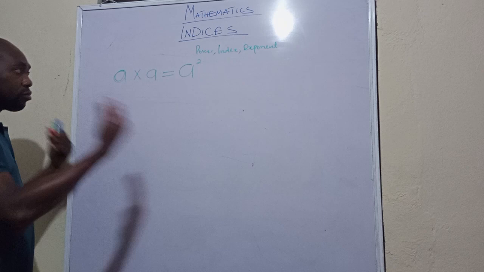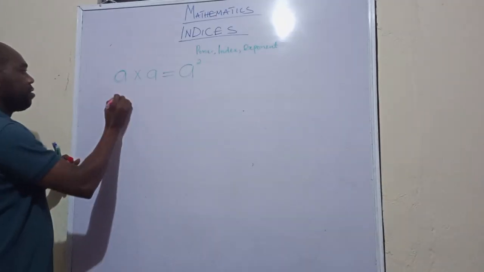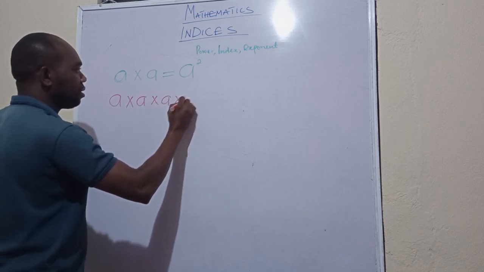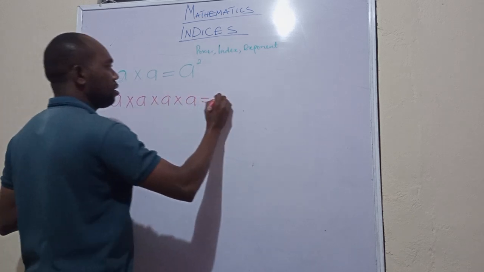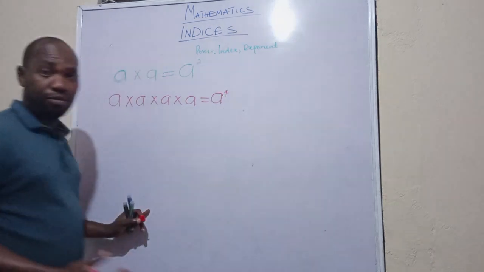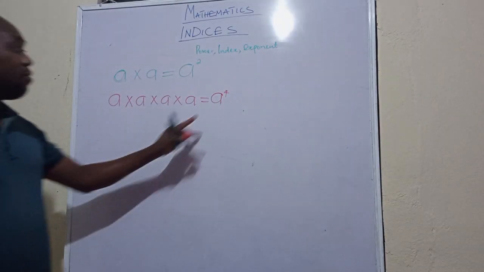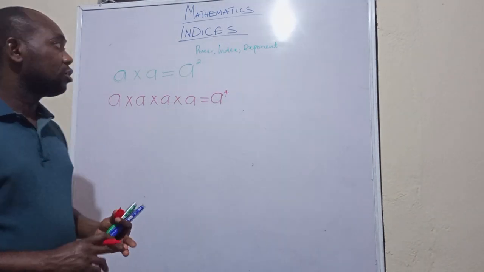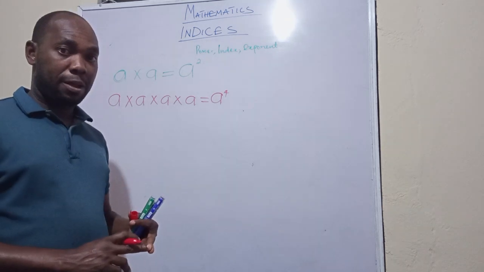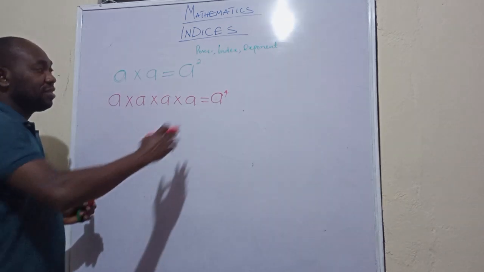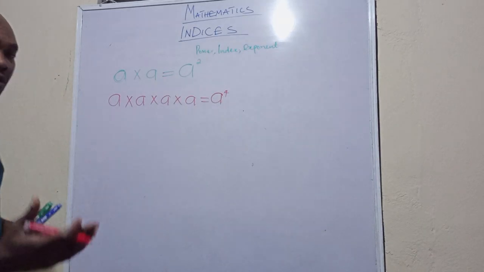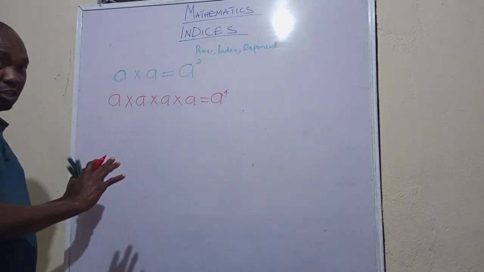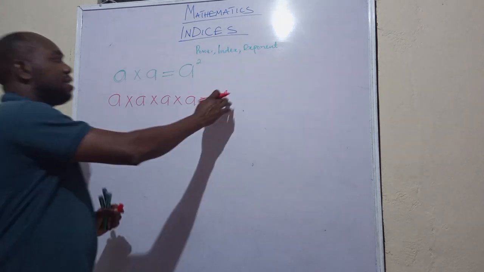Let me go into this again. If we have A times A times A times A, it will give us A raised to the power of 4. Now, this 4 is the power, also called the index, also called the exponent. So in that case, it's telling us that A is multiplied 4 times. That is algebra expression. But now, this is an index.